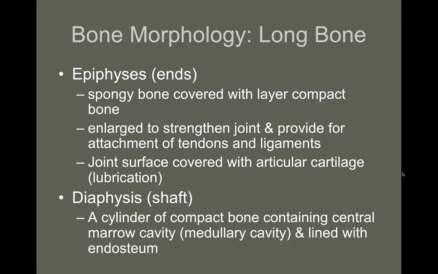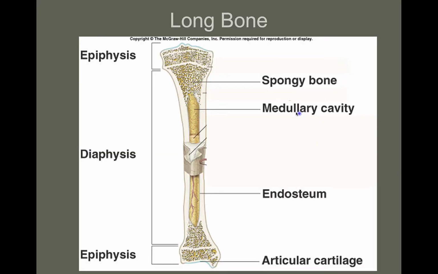The diaphysis is the shaft of the bone. It's cylindrical, it's compact bone, it has a central canal inside of it that is full of marrow. On the inside, it's also lined with endosteum, and we'll get into that in a second. So here's what we were just talking about. Here's the epiphysis, the end of that long bone, and here's another one down here. And we have our diaphysis, the shaft of that bone.